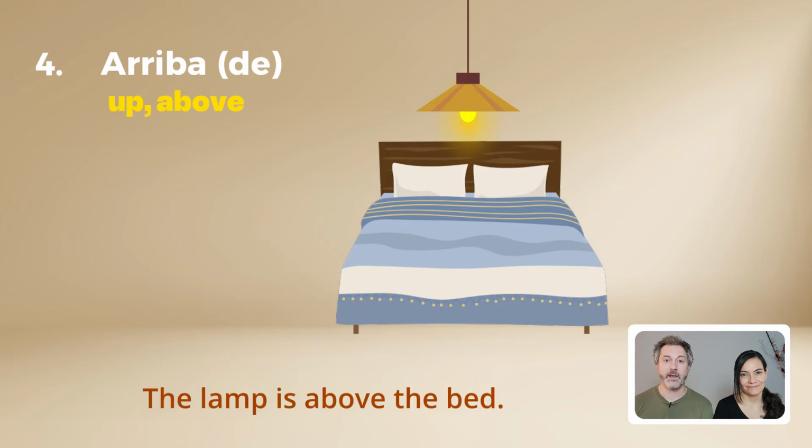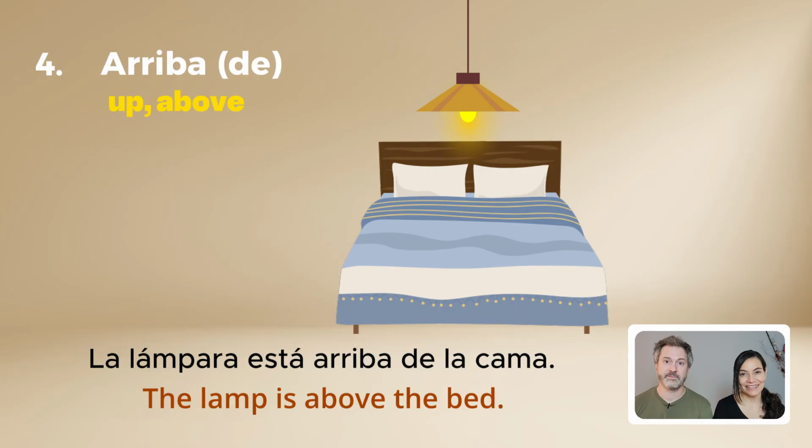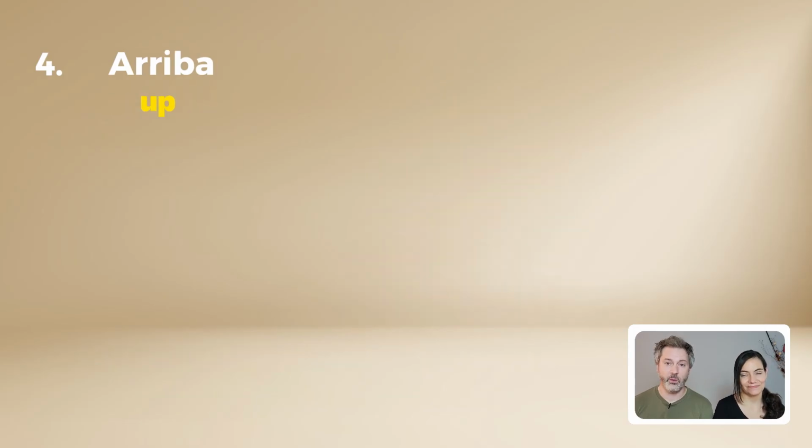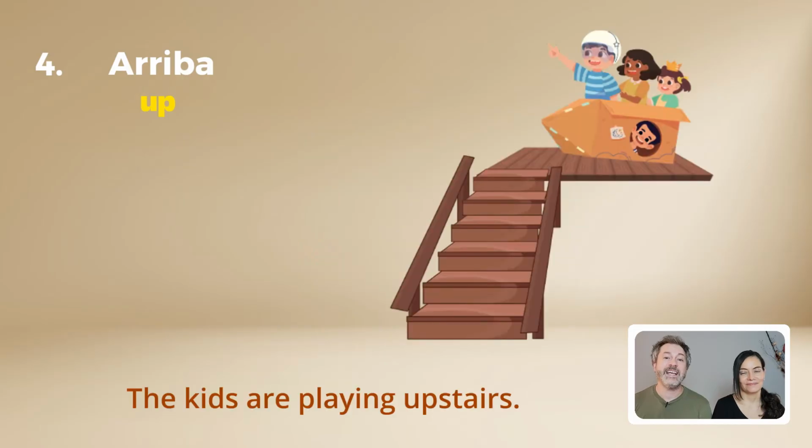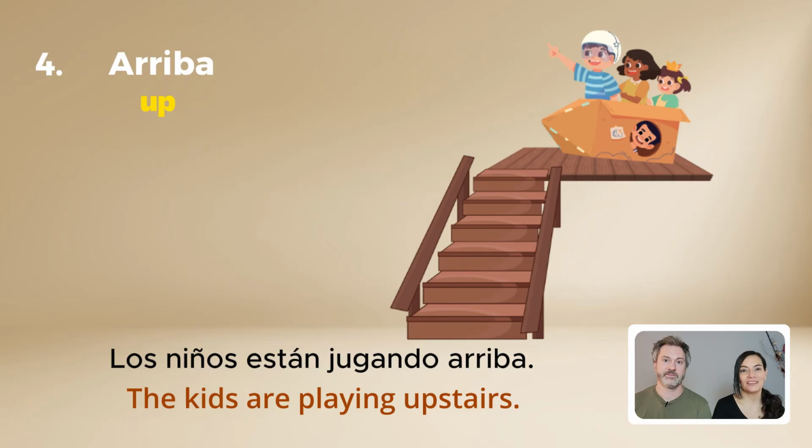For example, the lamp is above the bed. La lámpara está arriba de la cama. And arriba, without the de, has another meaning, which can simply just mean up, like look up. Mira arriba. Or the kids are playing upstairs. Los niños están jugando arriba.